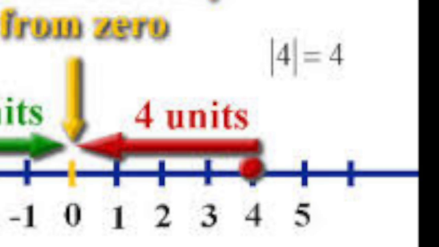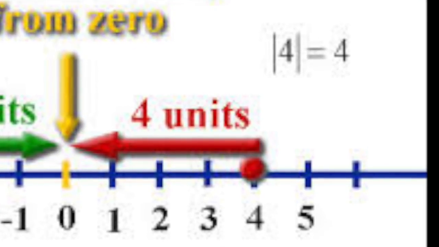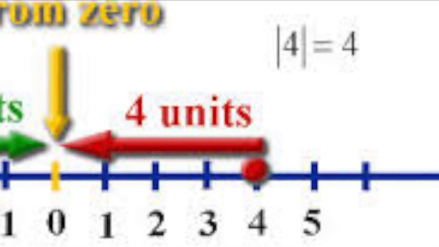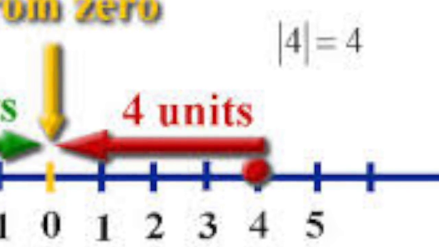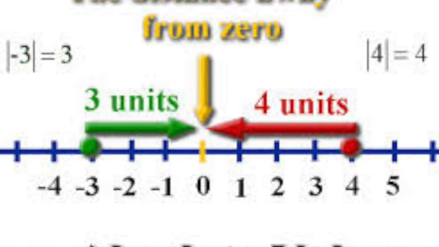Absolute value is the distance from 0. So if I have in this diagram, you see in the red, if I have the number 4, I am 4 units from 0. So the number 4, the absolute value is 4. If I have a negative 3, how far is negative 3 from 0? Negative 3 is 3 units from 0. So regardless of if it's positive or negative, it's just how far it is from 0.